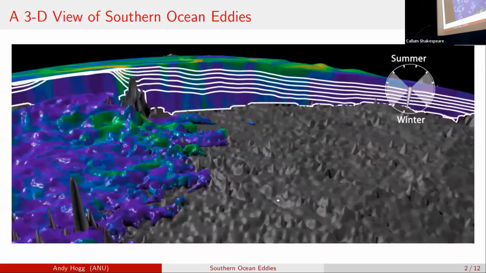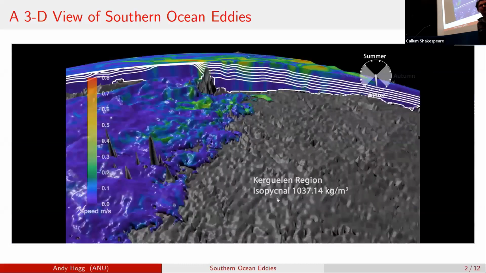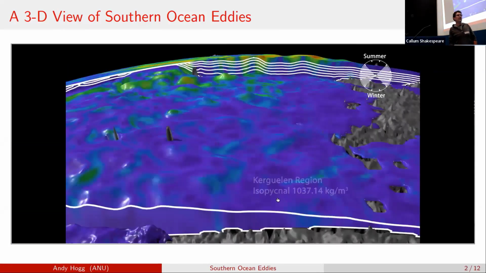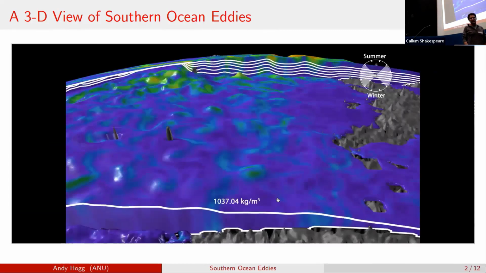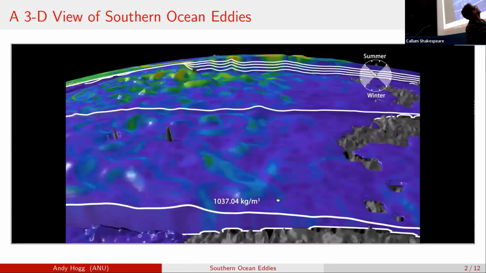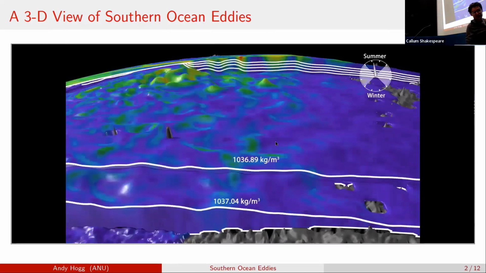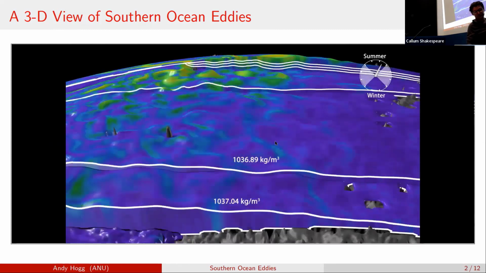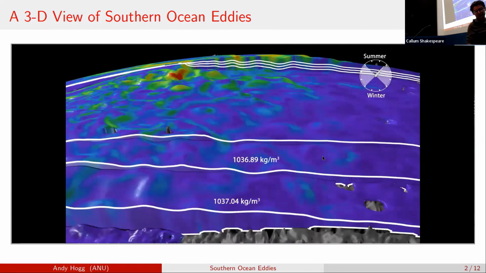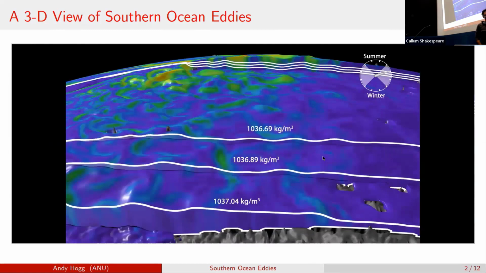do this, I need to first explain a couple of things about my worldview of eddies and the ocean and a framework to think about them. And so I'm doing that with the benefit of this movie here. And for those who are watching on Zoom, this won't work very well for you, but sorry about that.